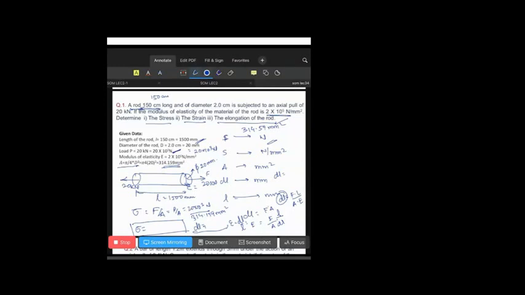Now, what is strain? Change in length upon original length. Can you calculate the strain? How much is the strain? 3.183 into 10 to the power minus 4. Very good. Very good.